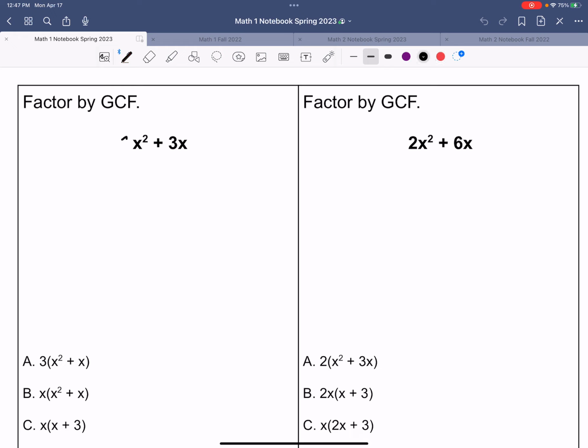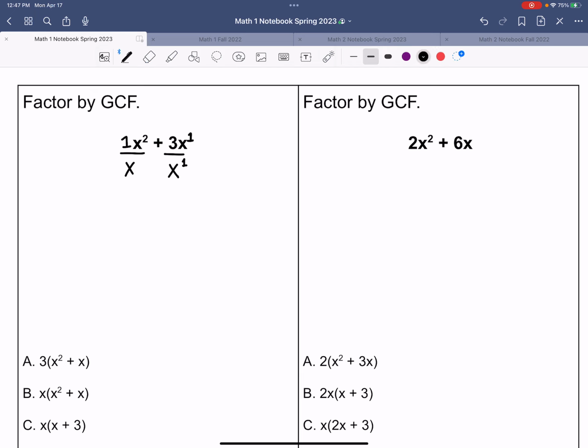Now, because this is technically a 1, I can't divide 1 by anything other than 1. So there's no number that can come out of it. However, we can see that there are an x squared and an x in both of these terms. Because this x only has an exponent of 1, the most I can take away from this is x to the first power, which is just x.